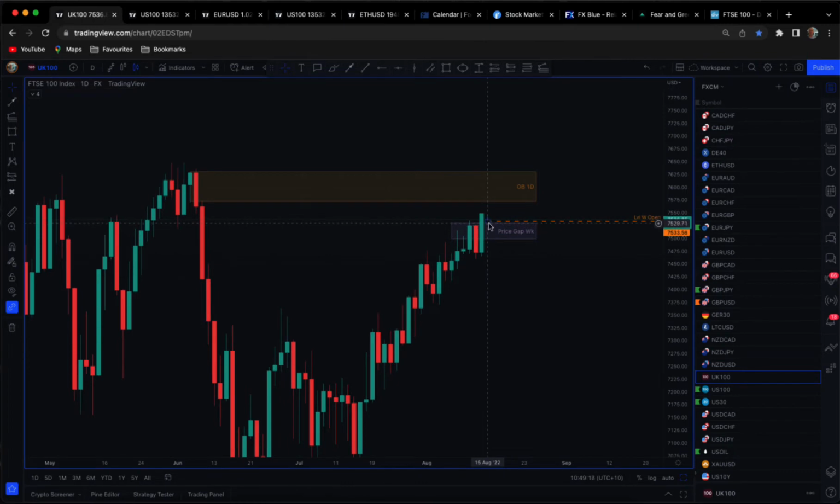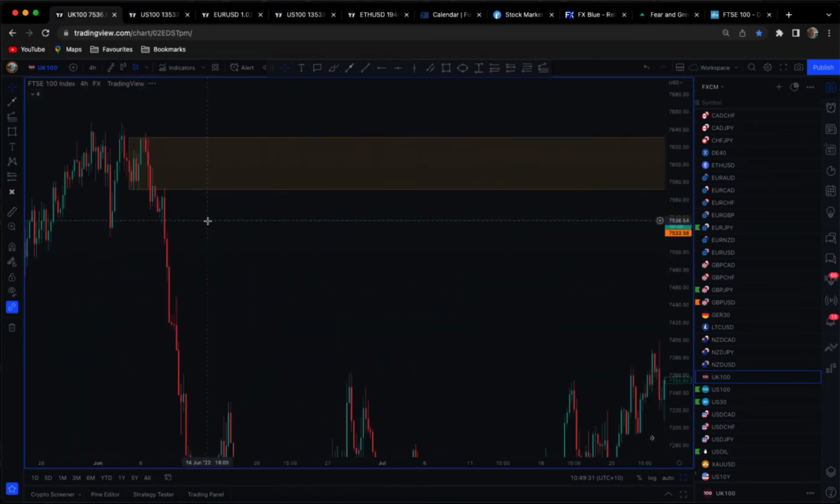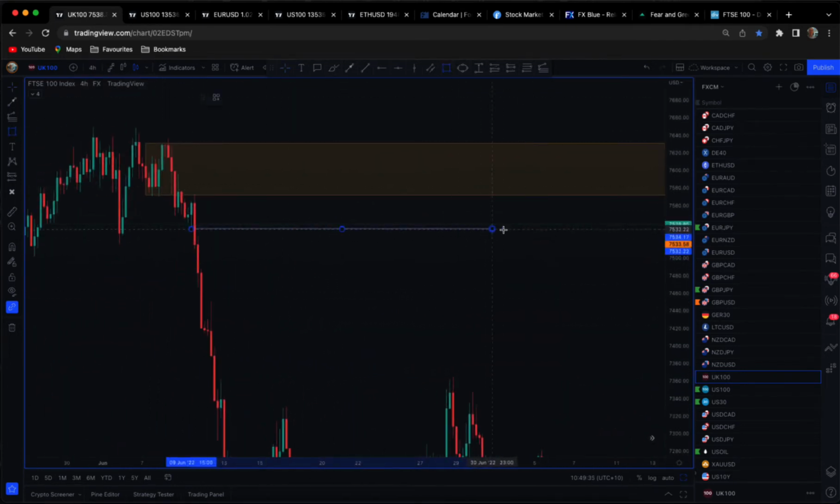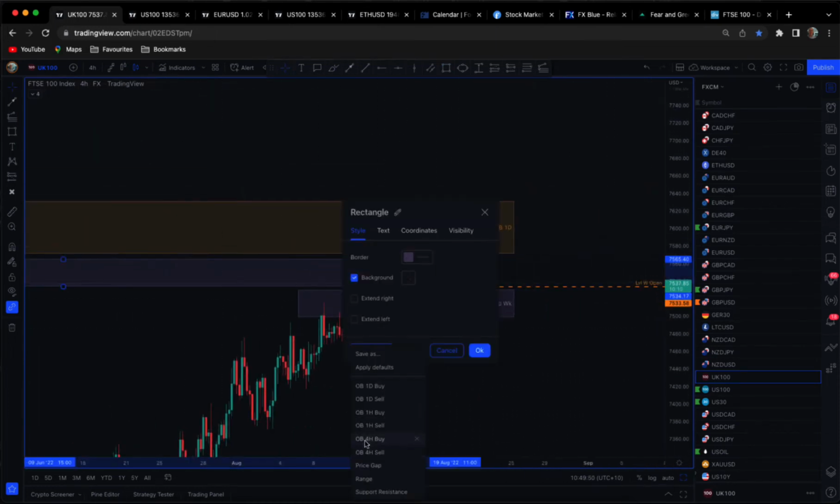Monday, it's trading bullish to start with. A bit of a spike up. We'll just go down to the 4 hour now, mark up. So we've got a 4 hour order block here, right where we're trading at the moment. So we'll pull that through, 4 hour OB.